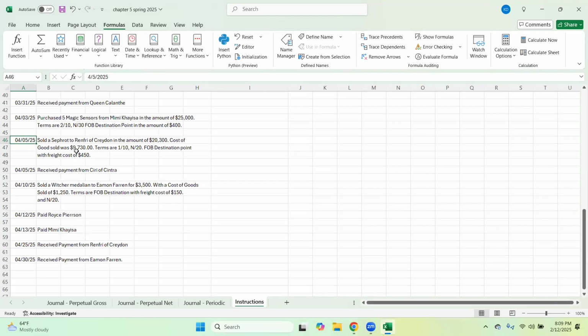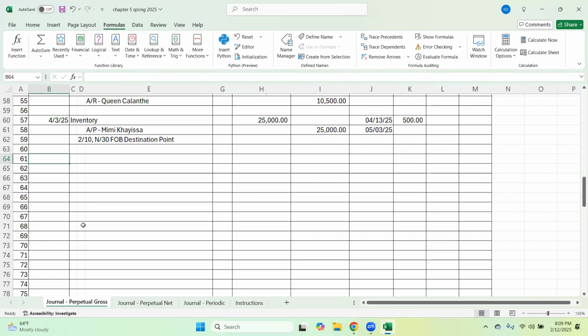Okay, sold a Sephiroth to Renfrey of Creighton in the amount of $20,300. Cost of goods sold 9,730. Terms are 1/10 net 20. FOB destination point with freight cost of $450. So I'm gonna have to keep going back and forth on this. So 4-5 on 2,300. And I sold it to that person, so that's gonna be accounts receivable.